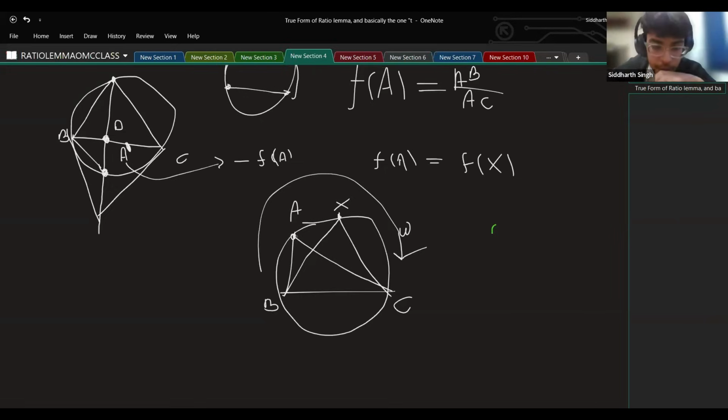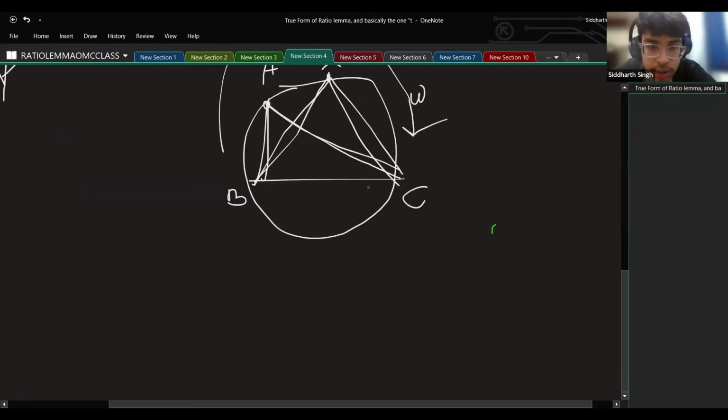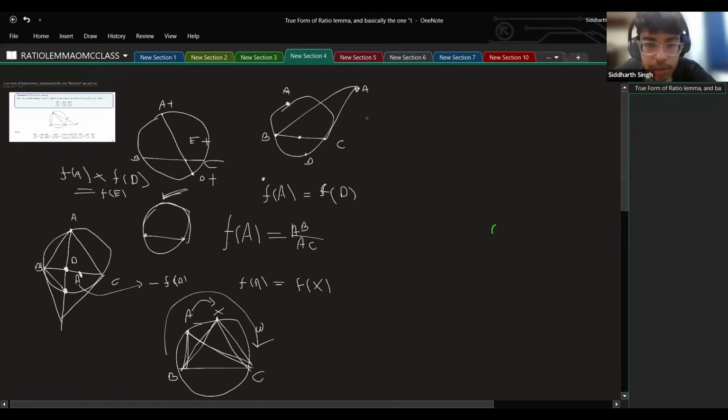Just for a visual proof, notice that as we move A to X, the length AB increases and length AC decreases. So the net ratio always decreases. But this is not so important stuff. Just remember this.